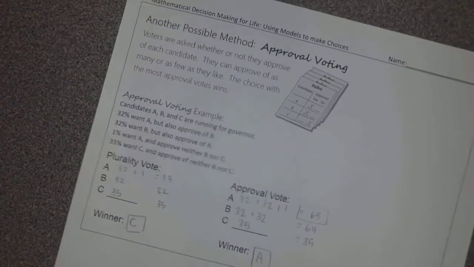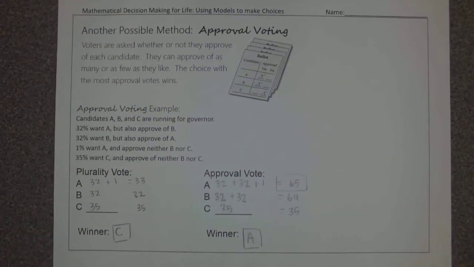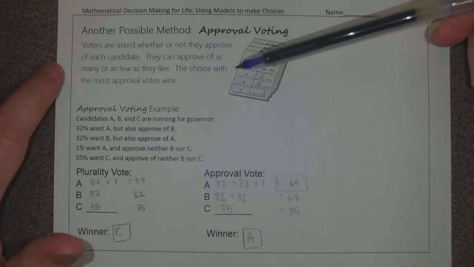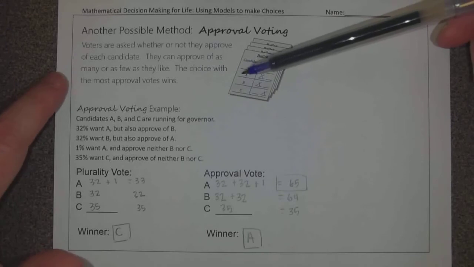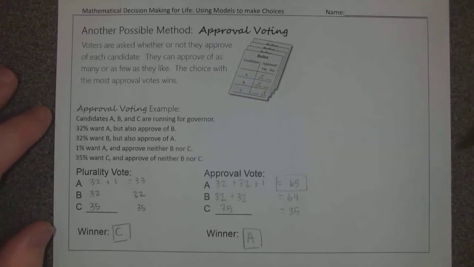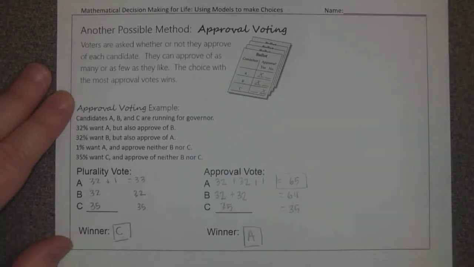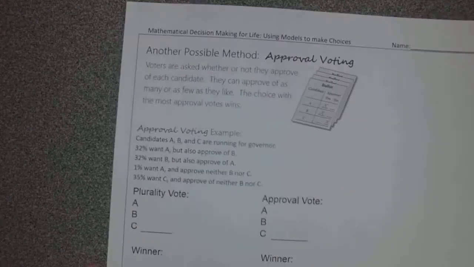Okay. One last section on this note-taking guide today. It says another possible method is the approval voting. Voters are asked whether or not they approve of each candidate. They can approve of as many or as few as they like. The choice with the most approval rates wins. Oh, I'm showing you the page that has the answers already, aren't I? Let's show you the blank one.